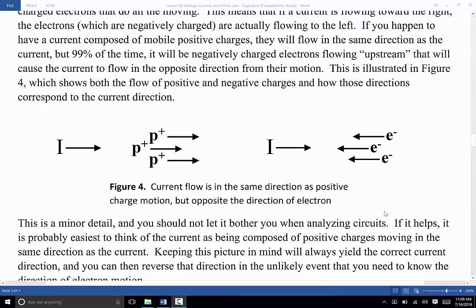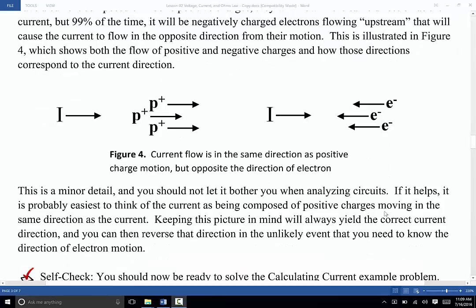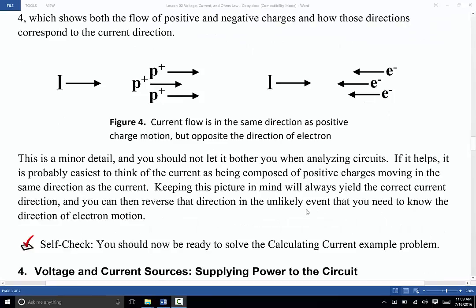Now, 99.9% of the time, you don't need to stress out about that. Most of the time, we're just going to think about the current. We don't think, oh gosh, the current's flowing from right to left, so therefore the electrons are flowing in the opposite direction. So it's really a minor detail. You don't need to stress out about it.